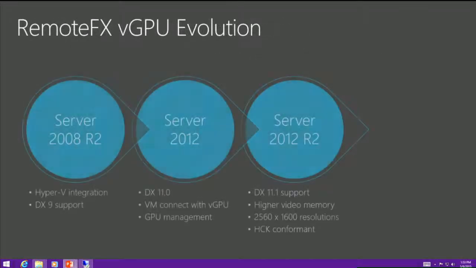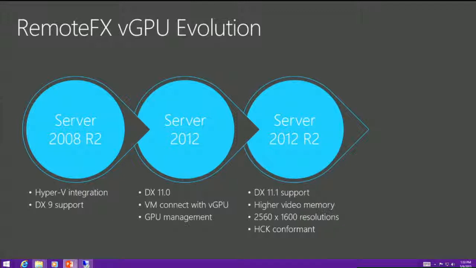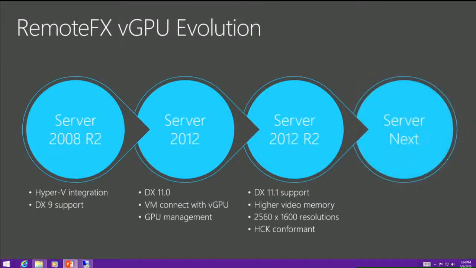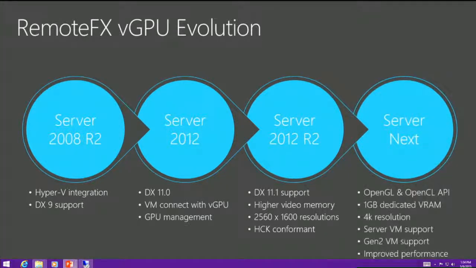Okay? So after acquisition, we've essentially gone through a set of different releases. We started from a simple DX9 on top of Hyper-V. We've gone and added DX11, some GPU management. Server 2012, we added higher video memory up to 1 gigabyte, essentially DX11 support. Made sure that our driver was HCK compliant. In Server Next, we really stretched ourselves, and we have around six or seven new things we've added.